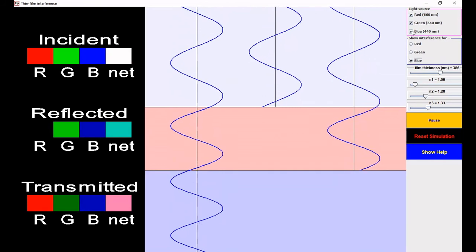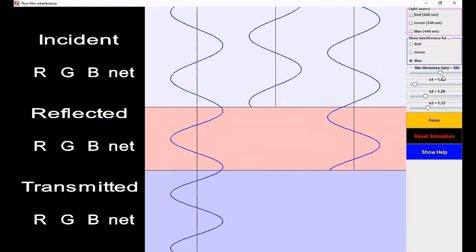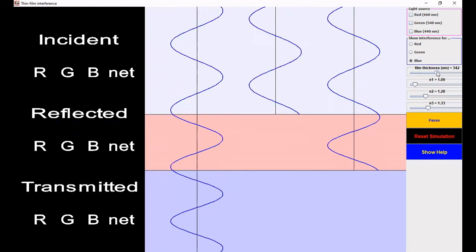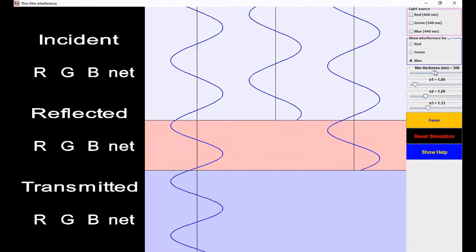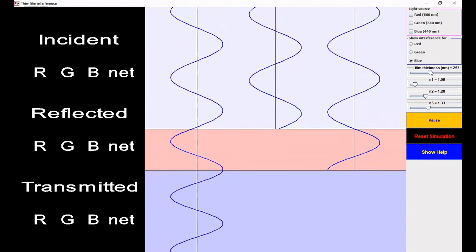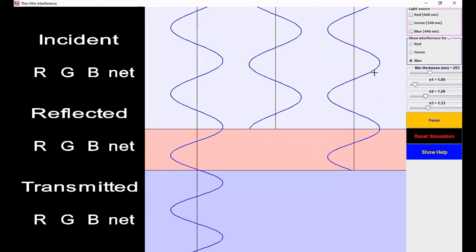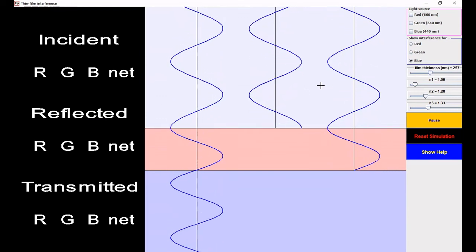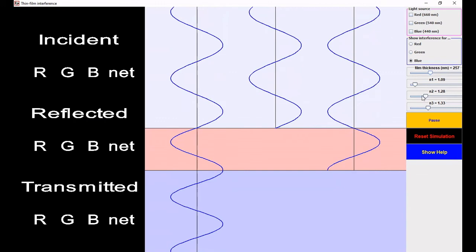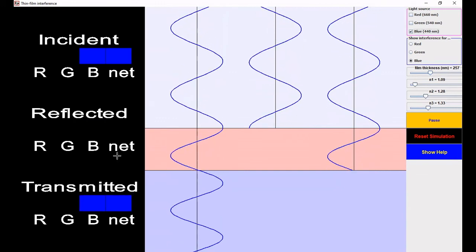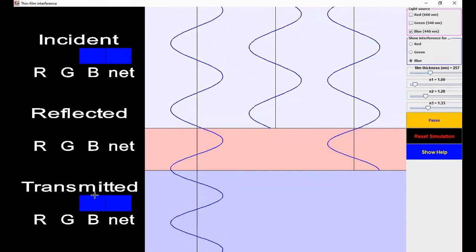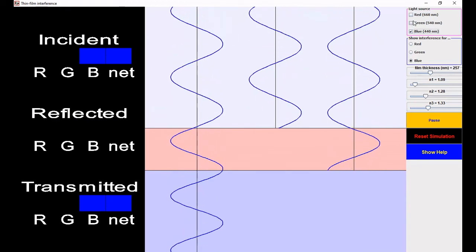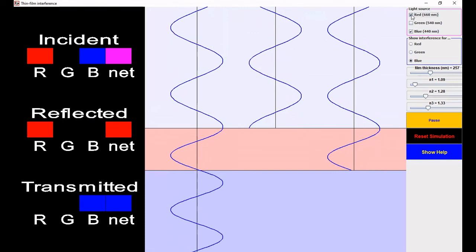Let's just do one more. How about I now adjust the film thickness so that I get perfect destructive interference for blue. Okay, so I've now configured it so that the phase difference between the two reflected blue waves is π or 3π, etc. I'll turn on the blue light. Yep, none of it is reflected. All of it is transmitted. What would we expect to see for red light? Partial transmission, partial reflection? Yeah.